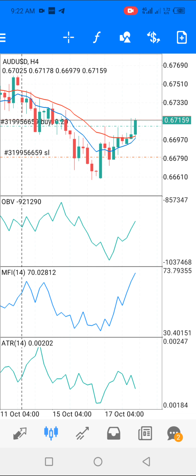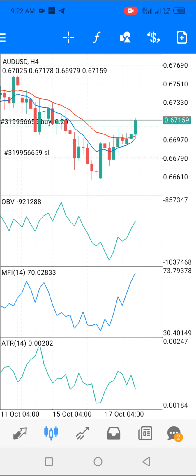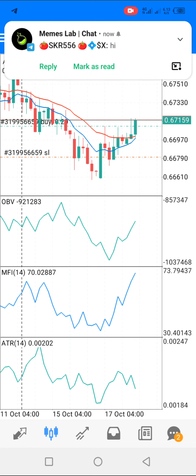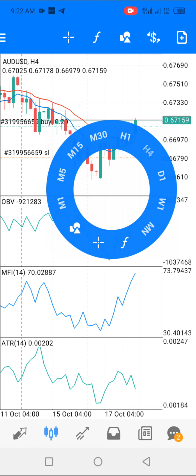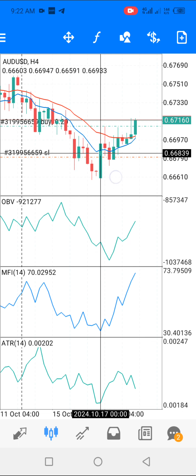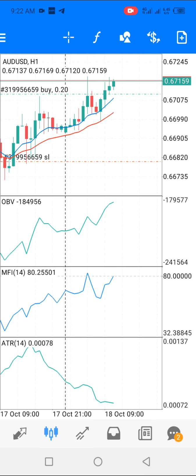So for me, I'm happy that this setup is forming before my eyes. After crossing of the indicators, I will look for retracement, preferably to the 21 period EMA. So let's see what's happening in the 1 hour chart.